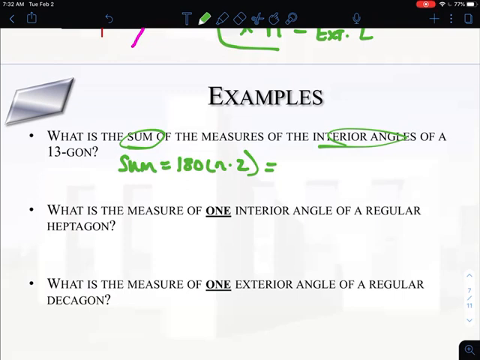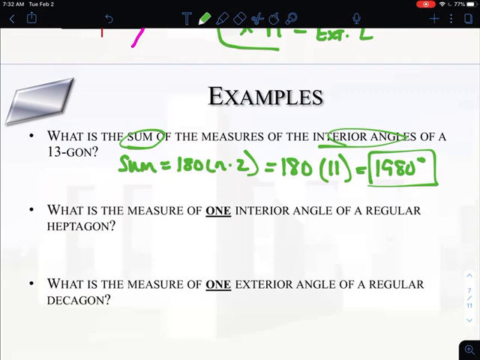So I want the number of sides minus 2 and then times 180. So for a 13-gon, I have 13 sides. So I take 180 times 13 minus 2, which is 11. And so if I plug that into my calculator, we get a total of 1980 degrees.